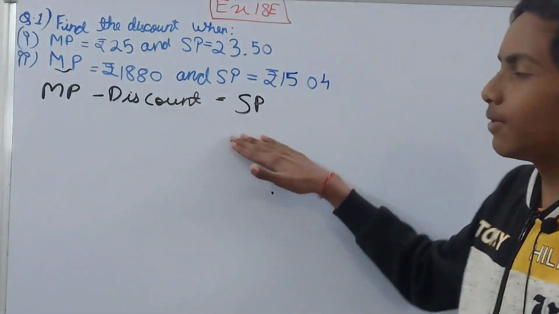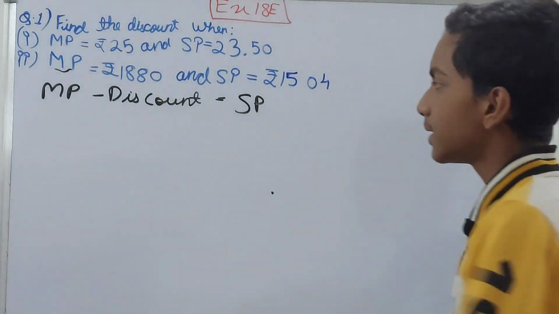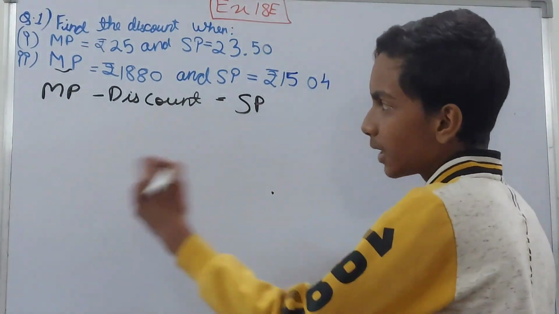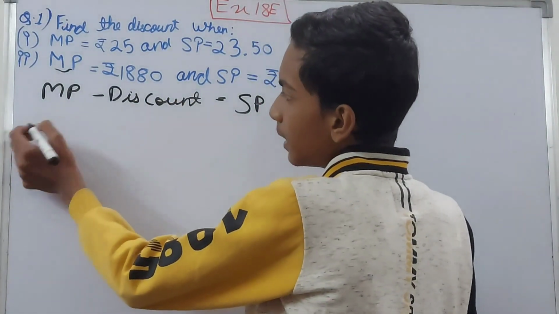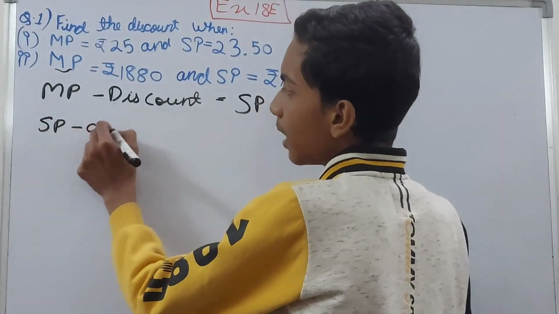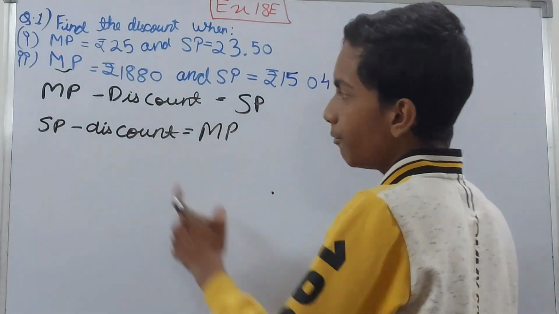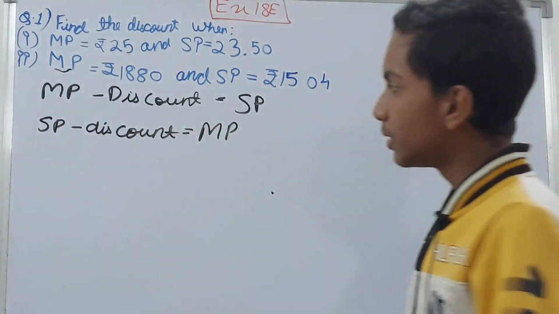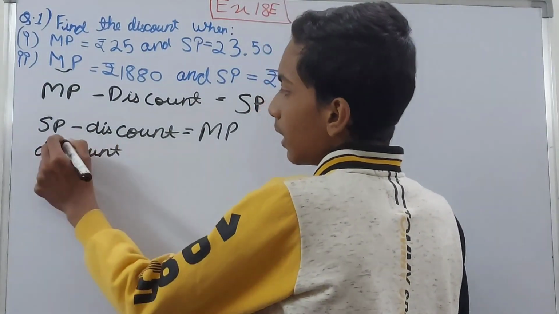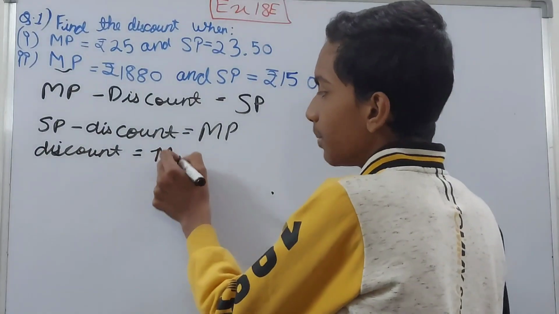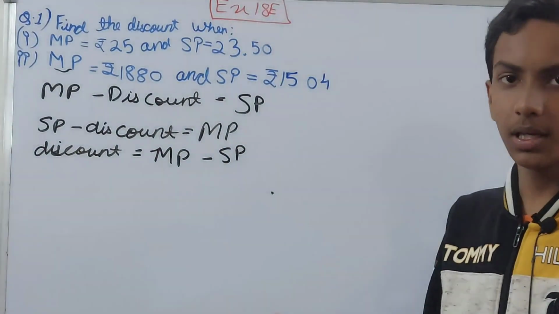Now with the help of this only, we can form many formulas, right? Suppose this is for finding the selling price. If we want to find the marked price, the discount will come here, so SP plus the discount will give you the marked price. Okay, remember this. And if you want to find out the discount, the discount will always be the MP, that is the marked price, minus the SP, that is the selling price. Remember these three formulas pretty carefully, right?